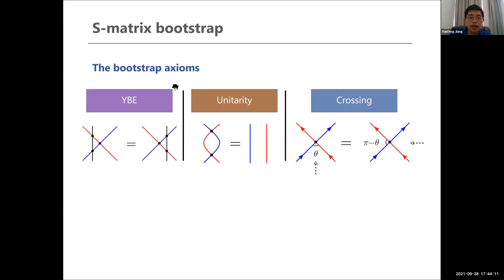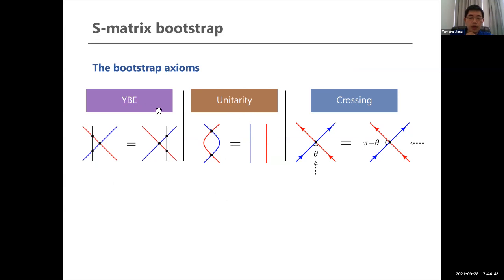So the idea is via the bootstrap axioms. Namely, we impose a system of equations that should be satisfied by any reasonable S matrix, and then we try to solve these consistency relations. So we have unitarity and crossing symmetry from the usual S matrix bootstrap program. Here each black dot denotes a 2 to 2 S matrix, so you should understand this as some equations for the S matrix.